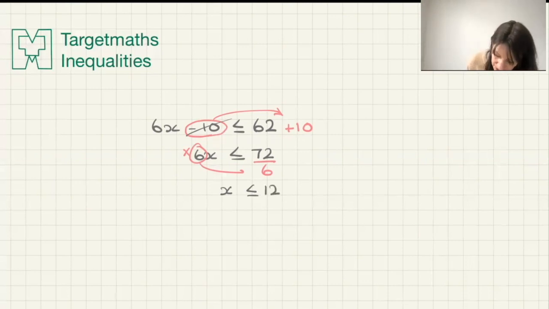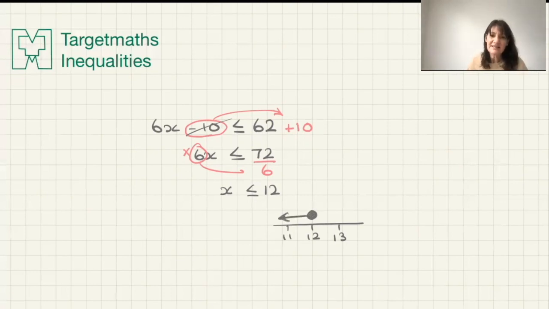To display the solution on a number line, I'm just going to do my 12, 11, and 13. It's going to be a circle that's coloured in, and then it's pointing down. And that is the full solution. So you've worked it out and you've displayed it on a number line. So we're covering all our bases.